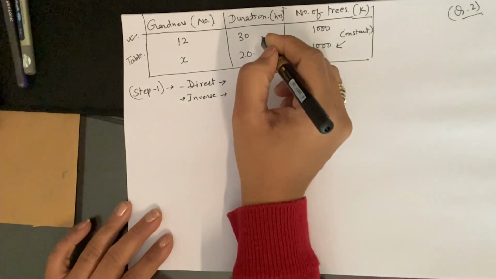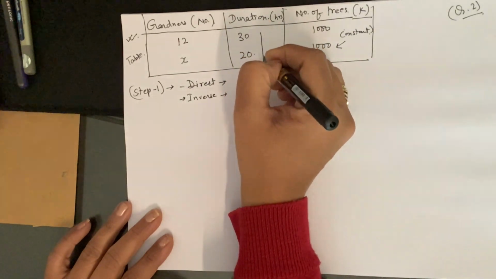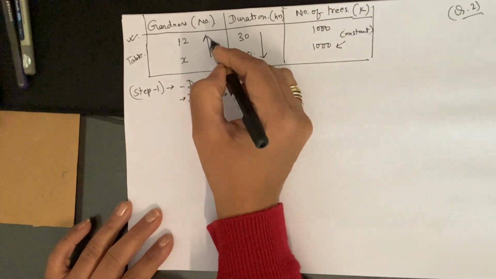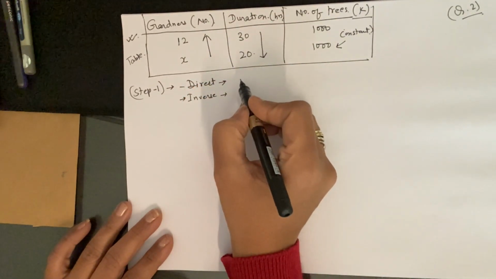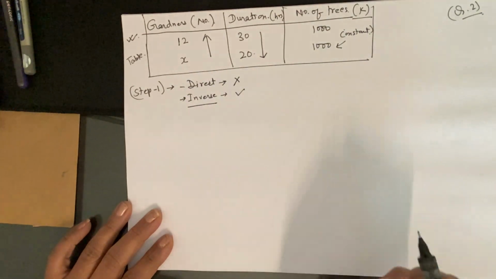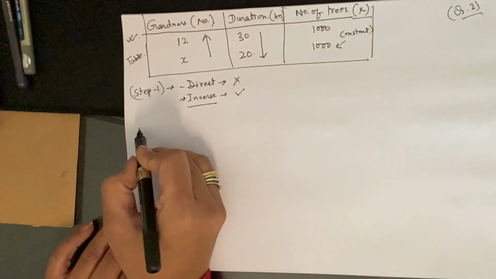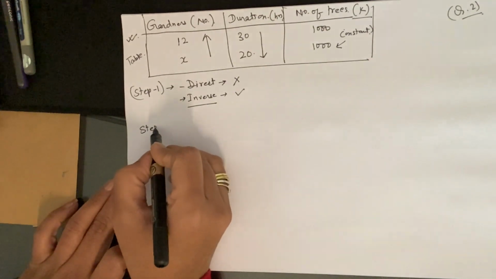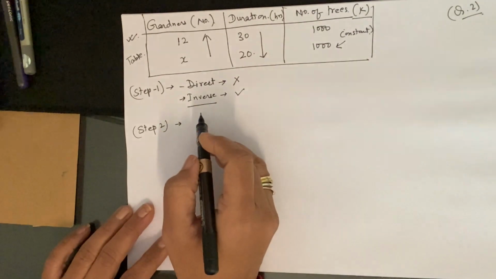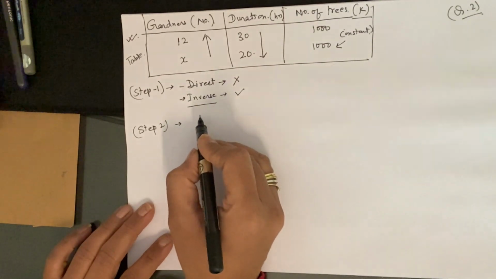Number of trees and the amount of effort, everything is kept constant. So when the duration is decreasing, then the number of gardeners will increase. So this again is an inverse proportion, not a direct proportion. Now we know the method of inverse proportion. So now after this it's very simple, but we have to follow the entire step.